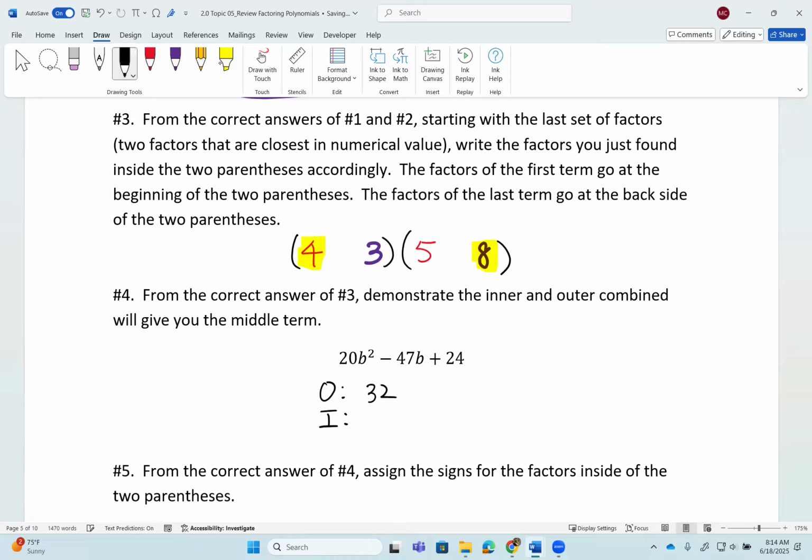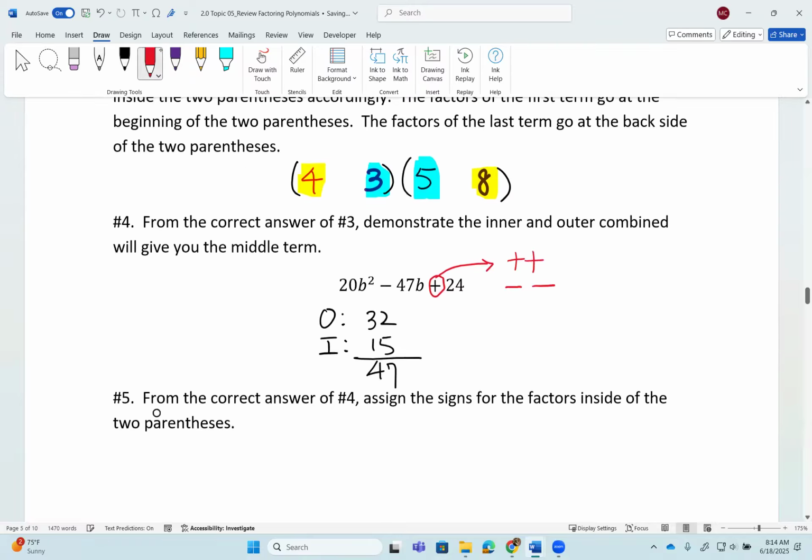Inner, 3 times 5 is 15. Can 32 and 15 combine somehow to give me 47 in the middle? Yes, it can if I add. So when the last sign is positive, the inner and outer got to add to get to the middle term, 47. When the last term is positive, the two signs in the parentheses will be plus plus or minus minus. So it all depends on the middle term.